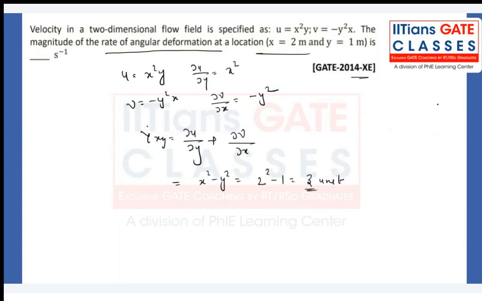No, shear strain rate half. That is correct, because that is given in the syllabus and that has already been verified. So no need to worry about that.